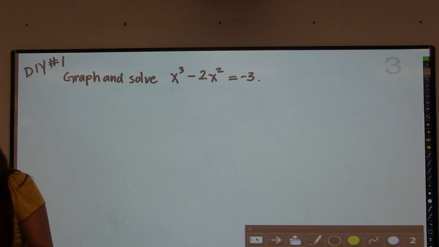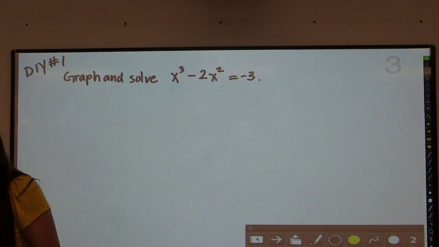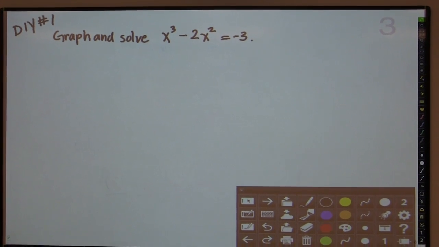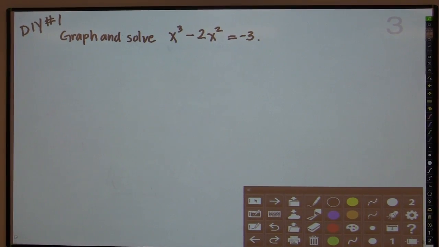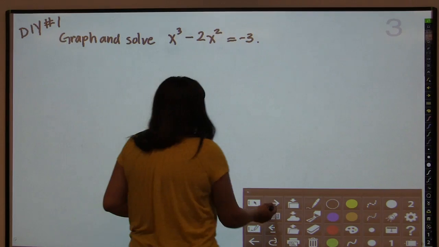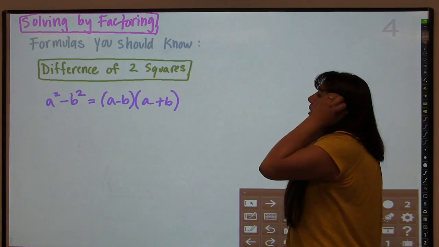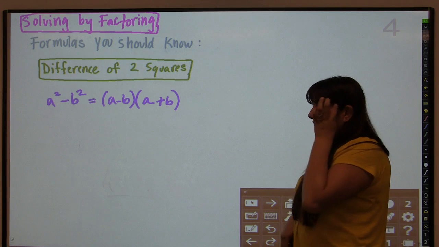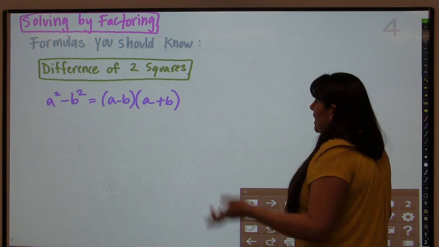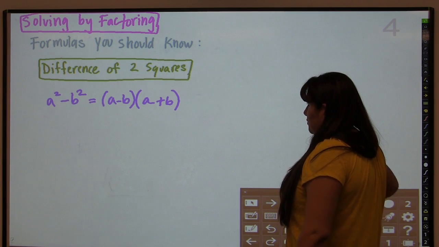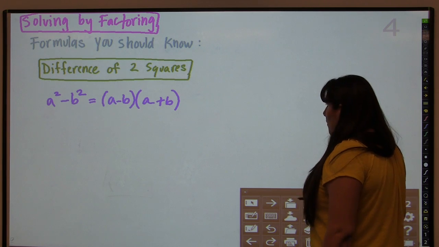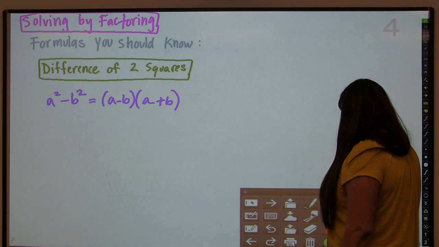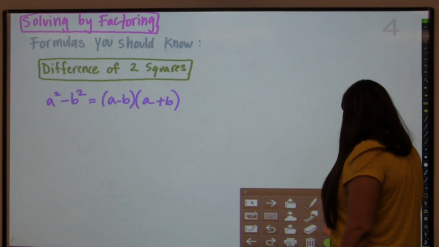And we're going to move on now to the other part of the lesson, which is not only can you solve polynomials by graphing, you can solve them by factoring. And so here are some formulas that you should know. This is a formula you should have had from last chapter. So there's a difference of 2 squares. We already proved that one. Also want to just kind of verify it for you today.